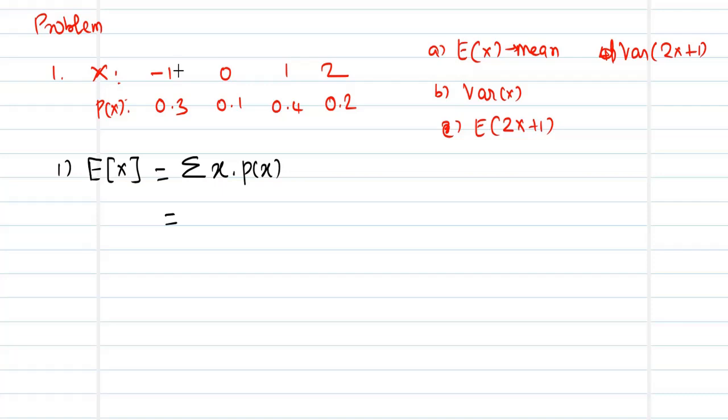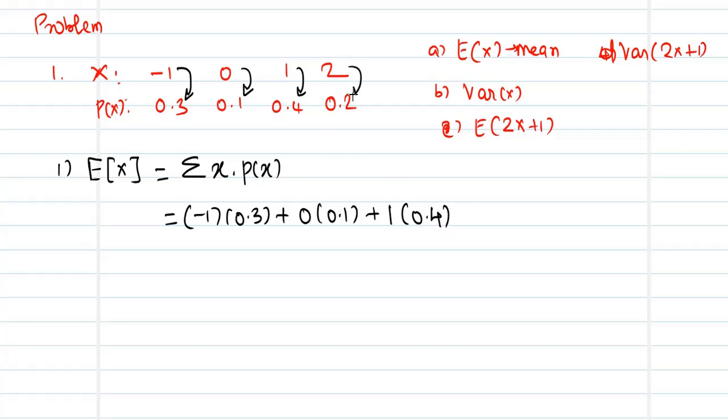So what you have to do is take your x and multiply it with the corresponding probability of x: -1 into 0.3, plus the second term, 0 into 0.1, plus the third term, 1 into 0.4, and the fourth term, 2 into 0.2. So this gives you minus 0.3, the 0 term will vanish, 1 into 0.4 is 0.4, and 2 into 0.2 is 0.4 again.